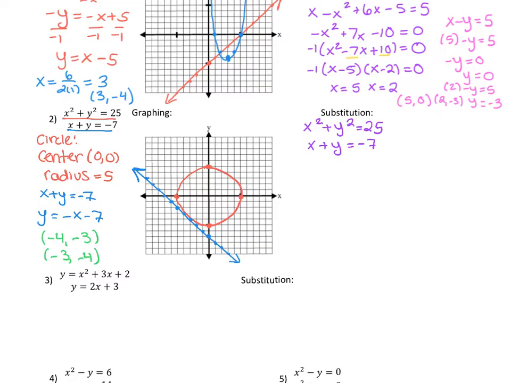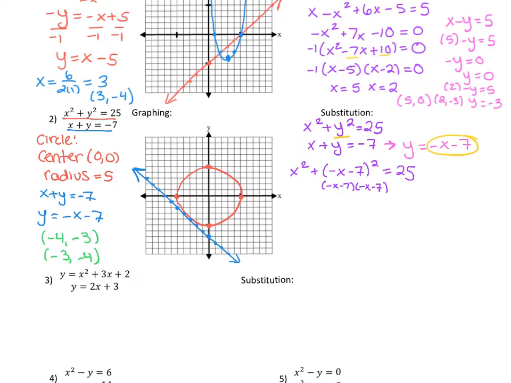and actually I already solved the linear equation for y in order to graph it. So I'm going to take that linear equation, -x minus 7, and I'm going to substitute it in for y into the circle equation. Now, remember, it's going to be squared. So I'm going to have x squared plus (-x minus 7) squared equals 25. Now, remember, when you have a binomial squared, you need to multiply it by itself. So I'm going to end up doing (-x minus 7) times (-x minus 7).